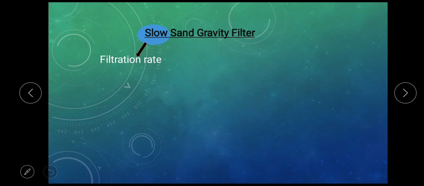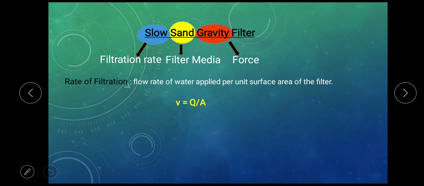As the name suggests, in slow sand filter, filtration rate is very slow because the grain size of the sand is very small, varying from 0.2 to 0.3 mm. We use sand as a filtering media and gravity force for the flow of water through sand. Here we can see gravity force and sand media may be common in slow sand filter, high rate filter and rapid sand filter. So filtration rate becomes one of the important parameters to classify the filter in this case.